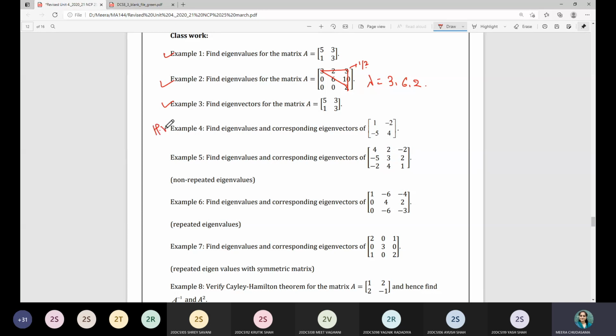Since this is a 3 cross 3 matrix, can I give it as homework? Will you do it at home? Because I want to concentrate on 3 cross 3 matrices. Yes, ma'am. So please do it at home, okay? If you are not getting it, let me know, I will solve it for you. So please do this 4th example at home. This we have done in the last class, please check. Yes, ma'am. Yes, this is already done.